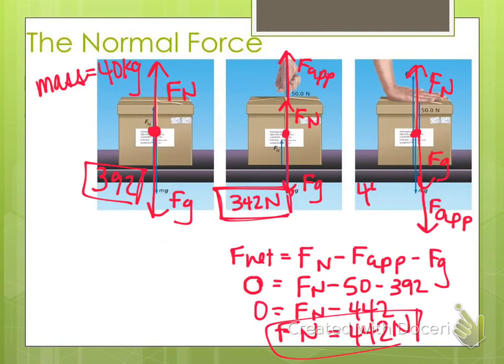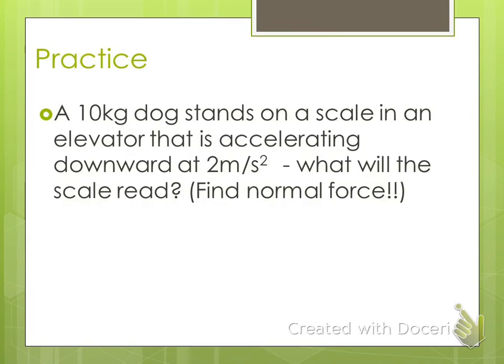Okay, so we got 442 newtons. So I'm going to show you how we solve this, because this is obviously something you do in real life all the time. Stand on a scale in an elevator. But essentially what we're looking at here is it's going to show you a different weight because you as a whole are accelerating. You're not just standing still on a scale. So you're going to read a different weight. So let's look at what this means.